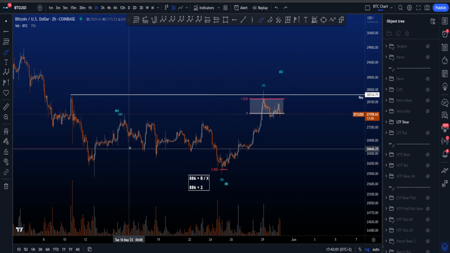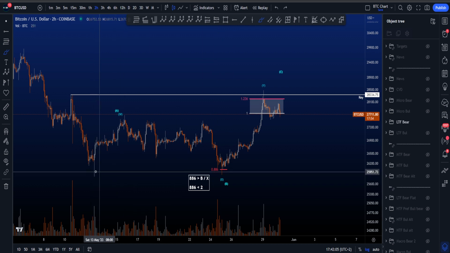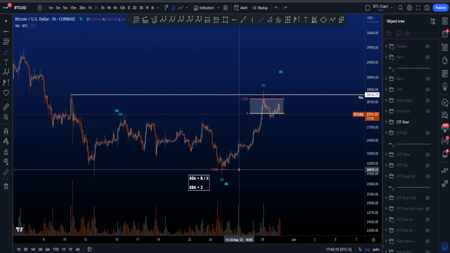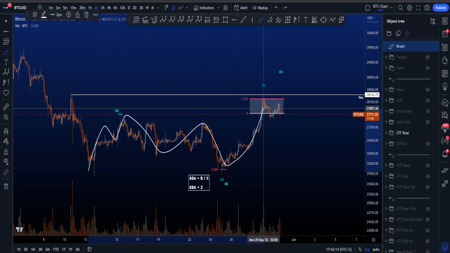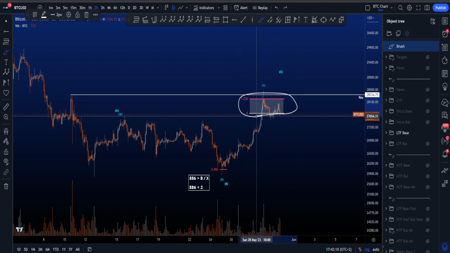And the reason that an ABC is possible is because the low over here also hit the 0.9 Fibonacci, taken from the low to the high of wave A, which means that a regular flat is a possibility. And a regular flat is a 3, 3, and then a 5-wave move to the upside, where the most common target for a regular flat is also inside this area.